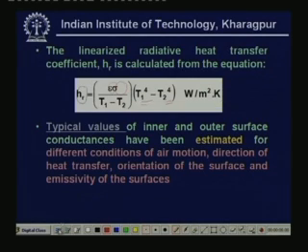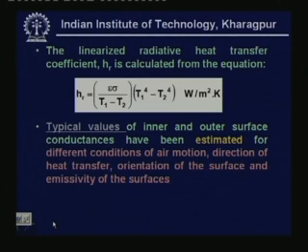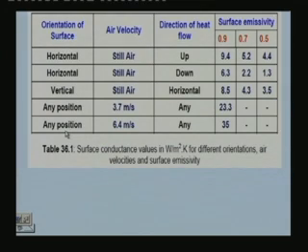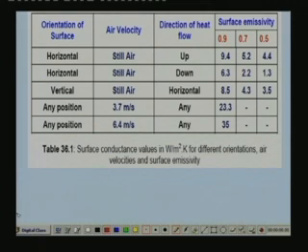Typical values of inner and outer surface conductances have been estimated for different conditions of air motion, direction of heat transfer, orientation of the surface, and emissivity of the surface. Let me show you some typical values. This table shows surface conductance values in watt per meter square Kelvin for different orientations, different air velocities and surface emissivity.